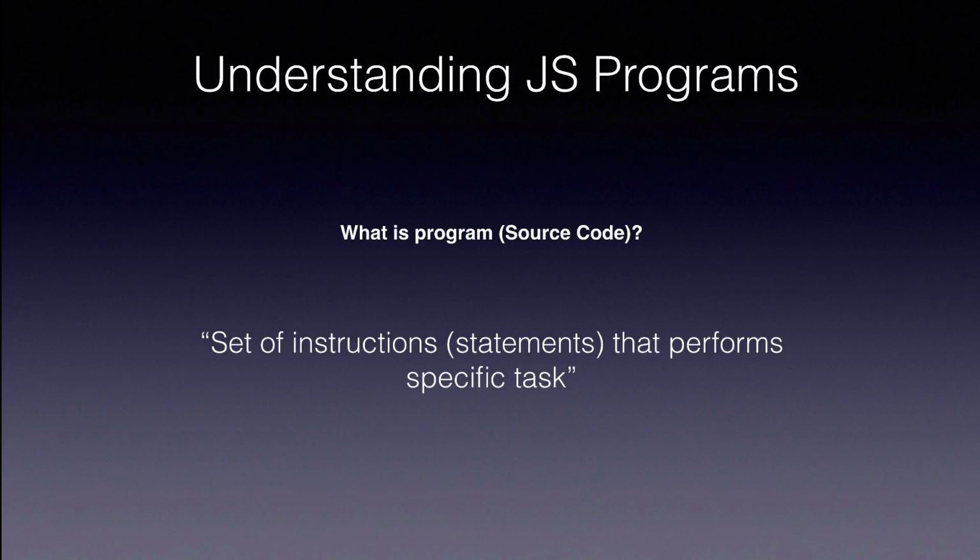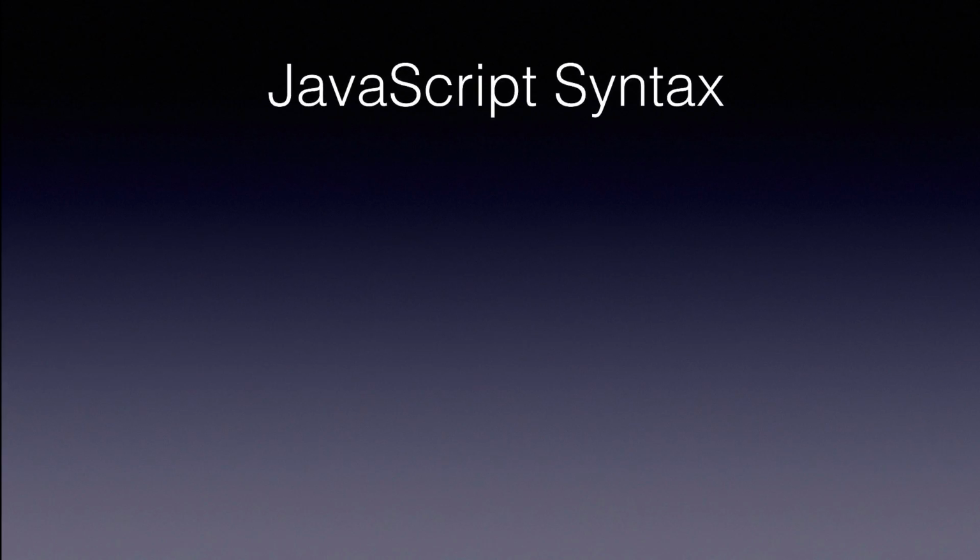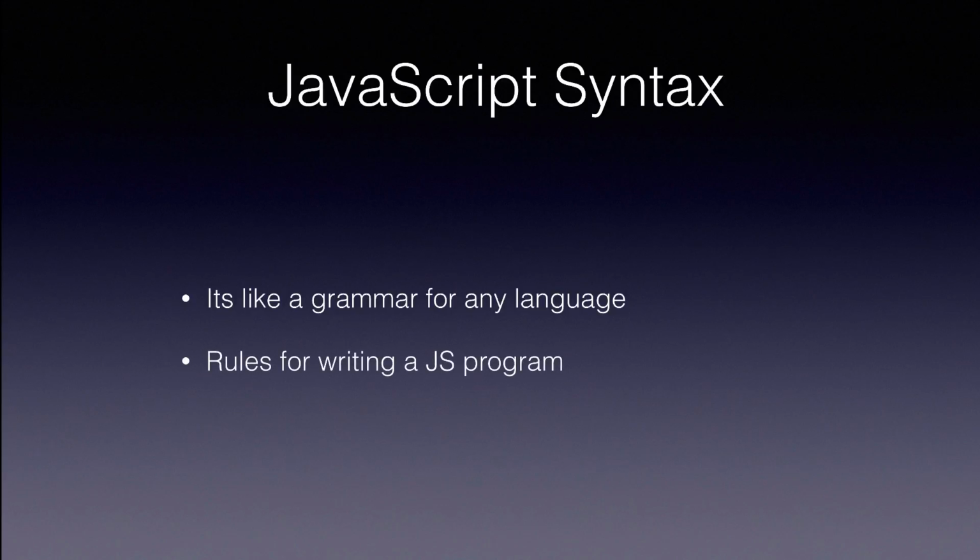For example, a program is like an English article. In order to write an article, we need to know the English letters, we need to know the words and their formation, and most importantly, grammar. In the same way, to write a program, we need to know its grammar, called syntax. As I said earlier, syntax is like grammar for any programming language, and it is the rules defined for writing a JavaScript program.